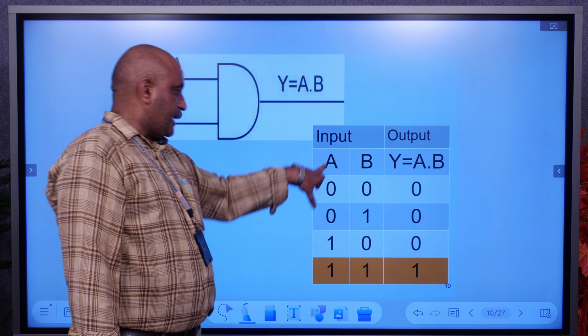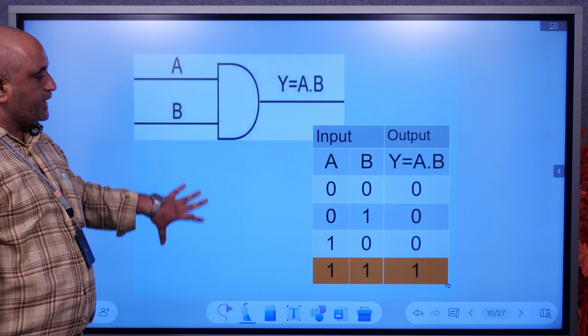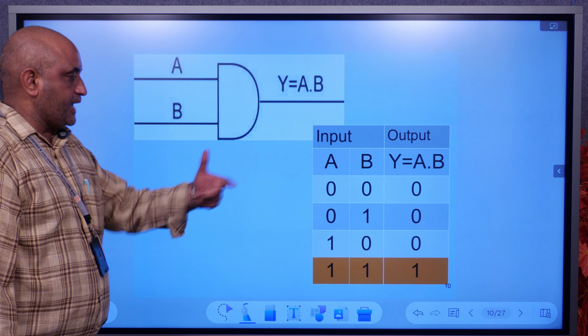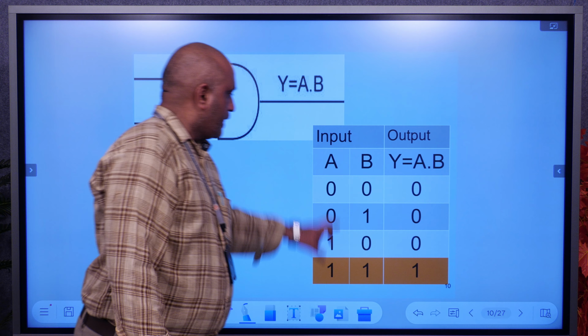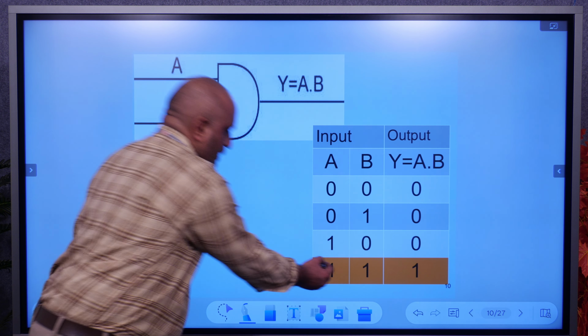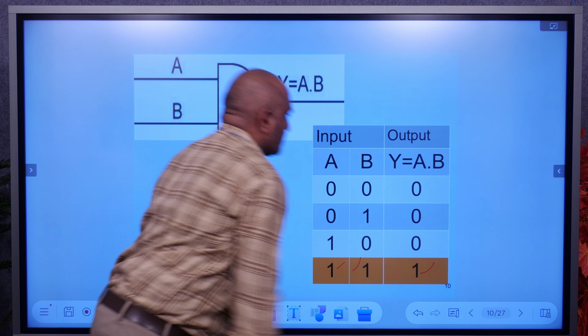Suppose input A and B, output is Y equal to A into B. Suppose A is 0, B is 0, output is 0, because in the case of an AND gate, the output is 1 only when both inputs are 1. Suppose A is 0, B is 1, output is 0. A is 1, B is 0, output is 0. Both inputs are high: A is 1 and B is 1, output is 1. This is the AND gate.